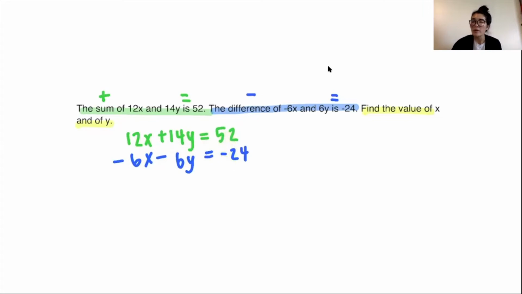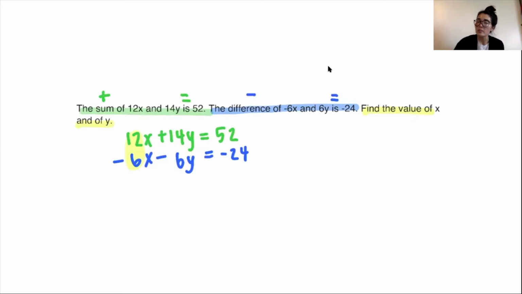What I'm looking to do next is cancel out one of those variables, whether x or y. That choice is up to you. If we take a look at our y's, you're going to see that we have 14 on the top and negative 6 on the bottom. You're looking to see what number can I change them both into? You can change them into a common factor, but some of you might have already seen that 12 and negative 6.